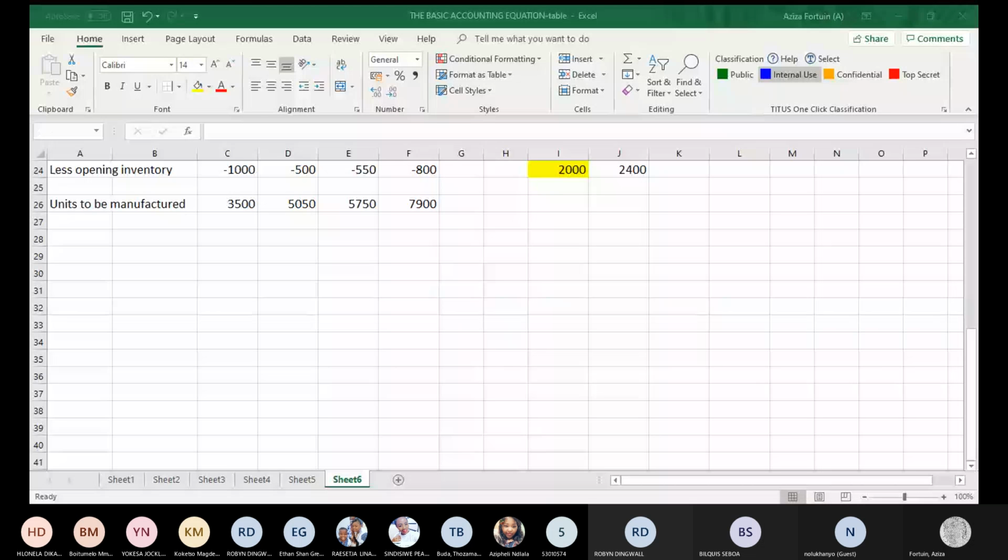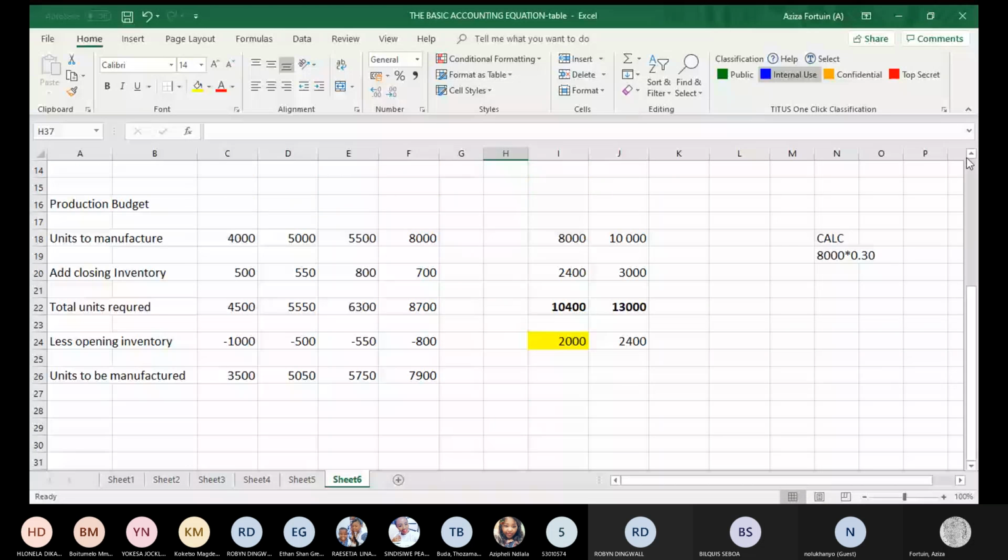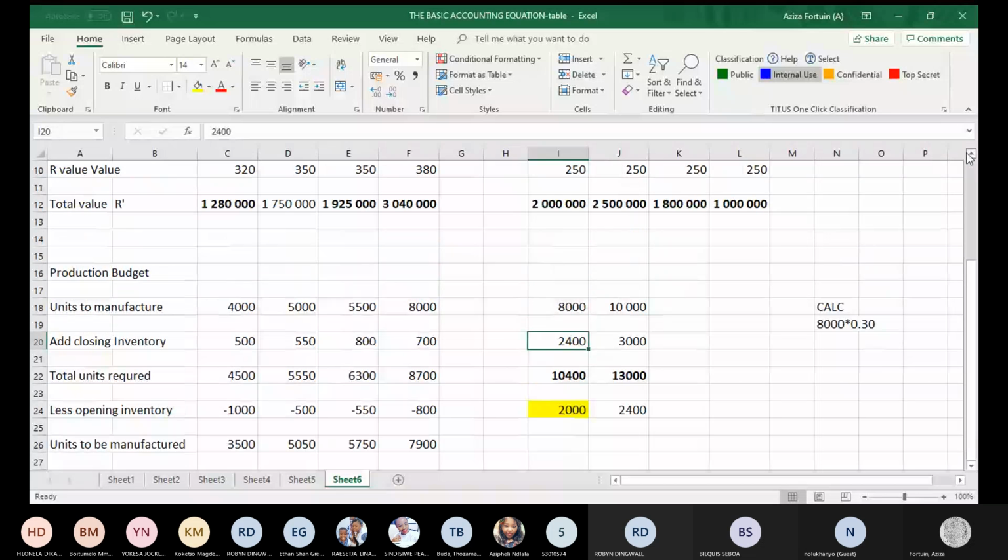Okay, so remember that the 2,400 of September closing inventory is the opening inventory of October. But the August 2,000 closing inventory becomes the opening inventory. So we have to deduct this because we want to know how many units.